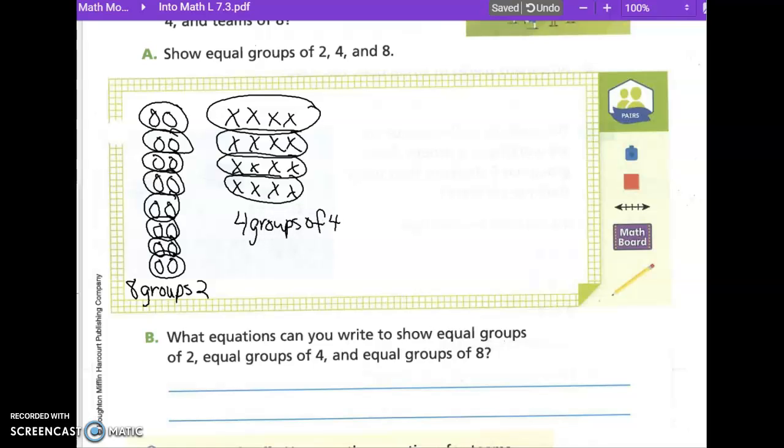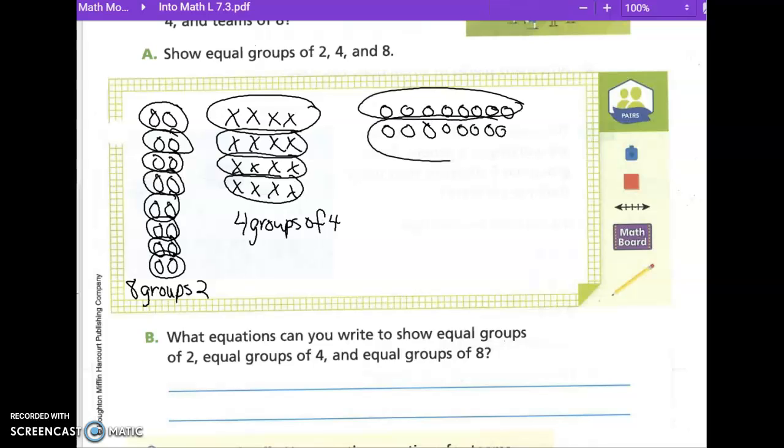of 4. And then we're supposed to also show teams that have 8 people on the team. So we would draw groups of 8. 1, 2, 3, 4, 5, 6, 7, 8. And another 1, or 9, 10, 11, 12, 13, 14, 15, 16. So we would have how many groups of 8? 2. 2 groups of 8. So again, you can do that by modeling, by drawing the picture, correct?